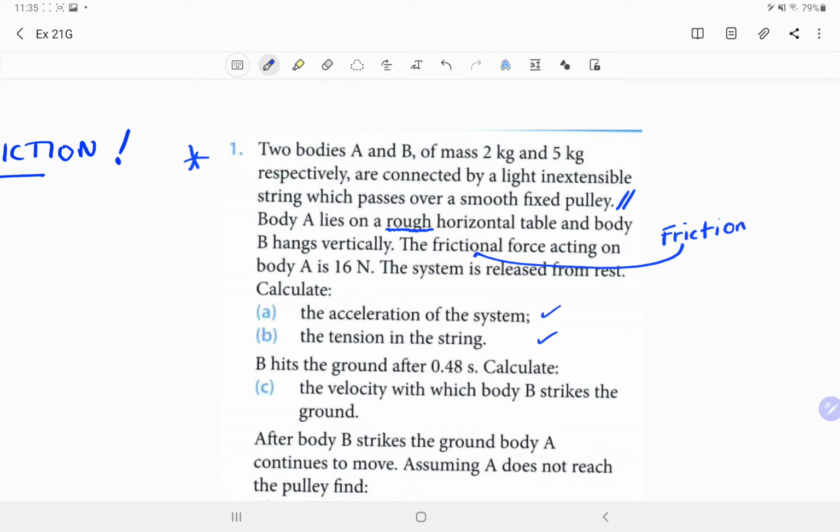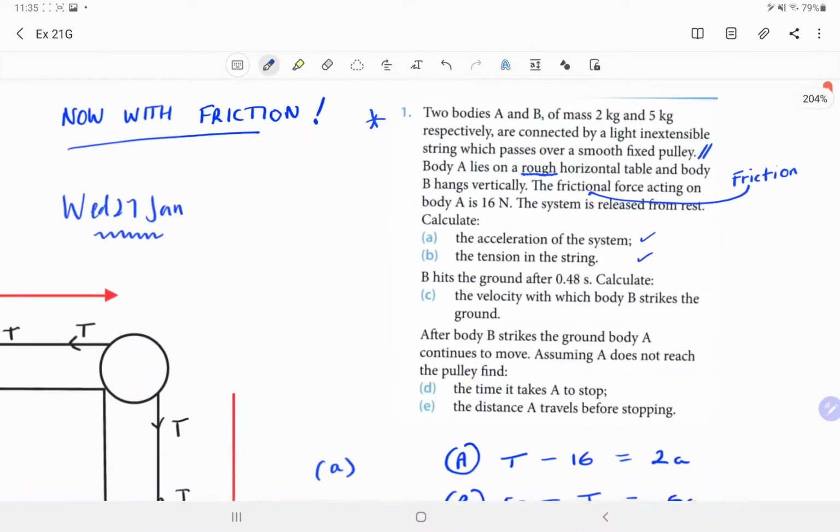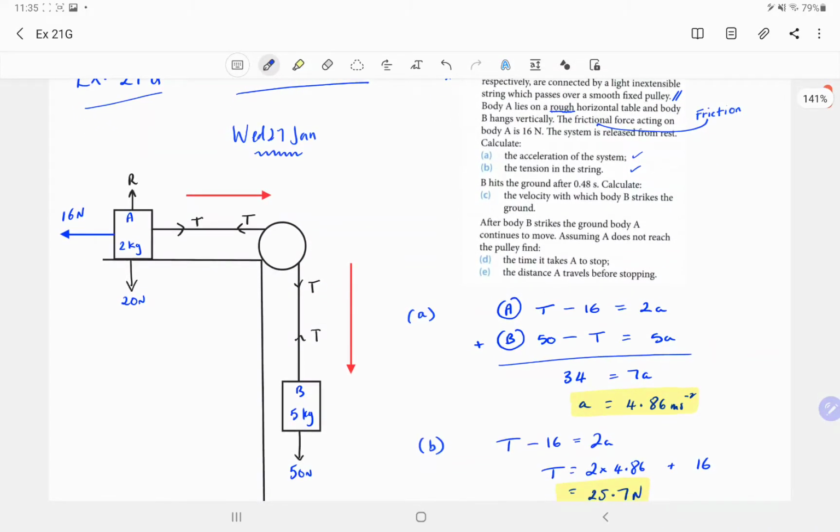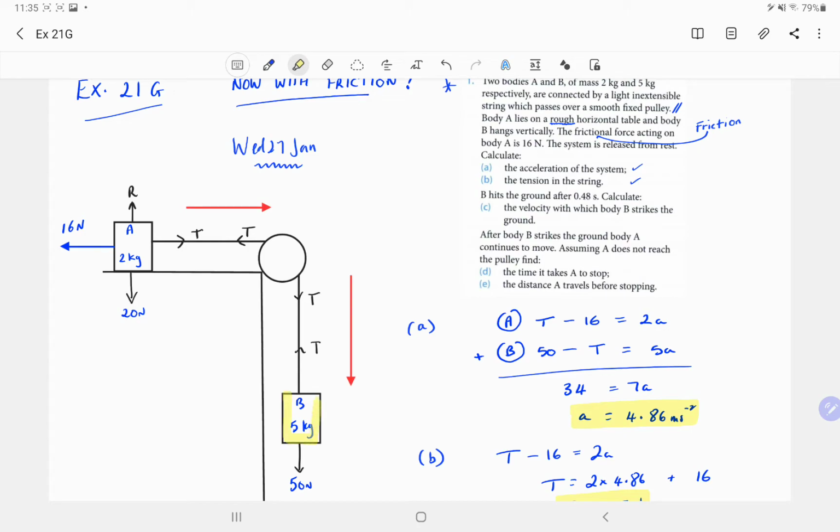So let's look at our diagram, and all of our diagrams are going to look exactly the same except for the values. So let's take our object B. Object B is 5 kilograms, therefore 5G acting down, 50 newtons, and the tension acting up. So you can do 50 minus T equals MA. The resultant force is equal to MA. Let's look at object A.